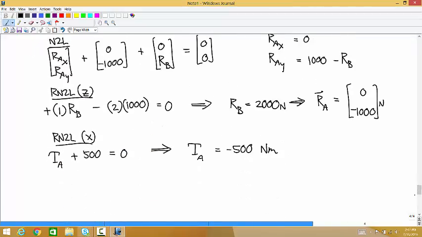Okay. Any questions about that? So we didn't get to the internal loads. Let's just stop there, and I'll use this to do the internal loads on Monday.